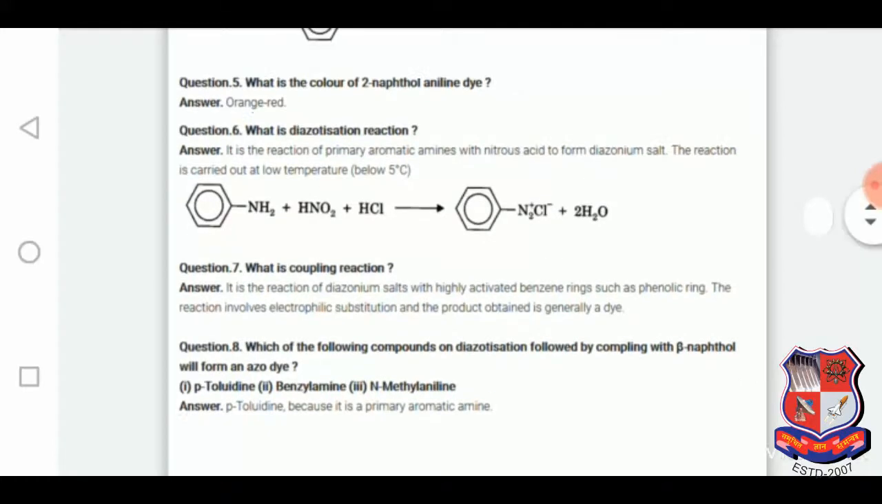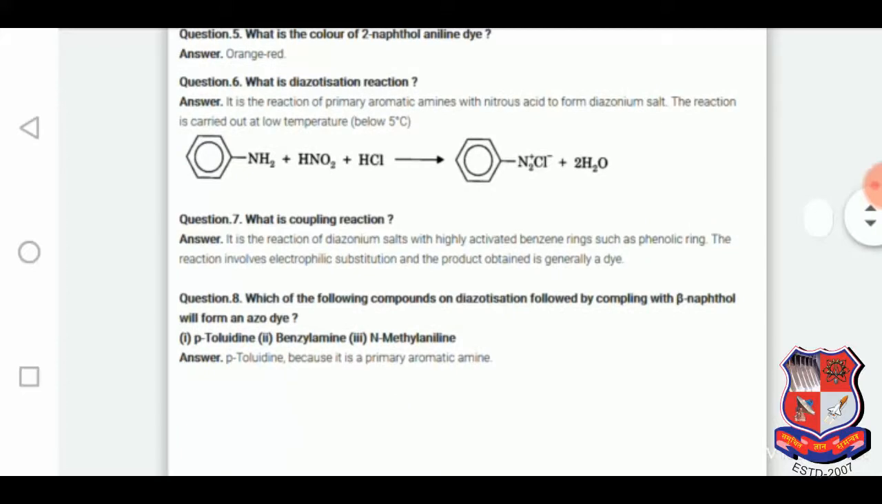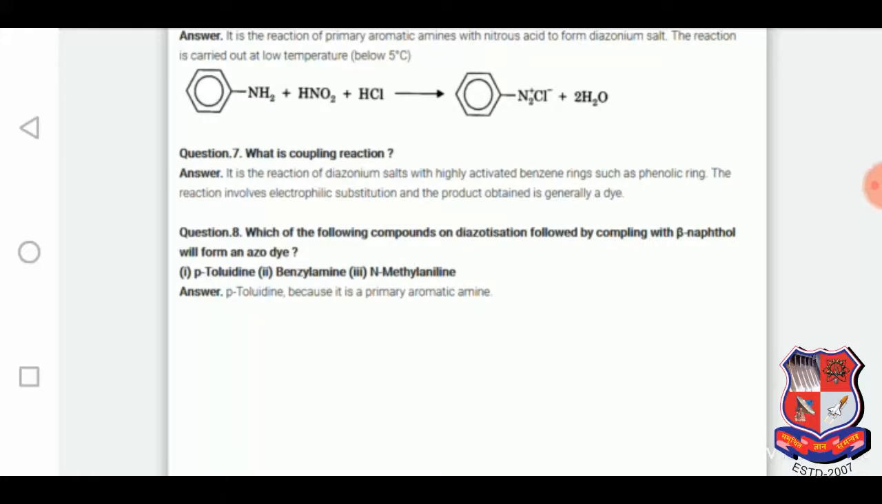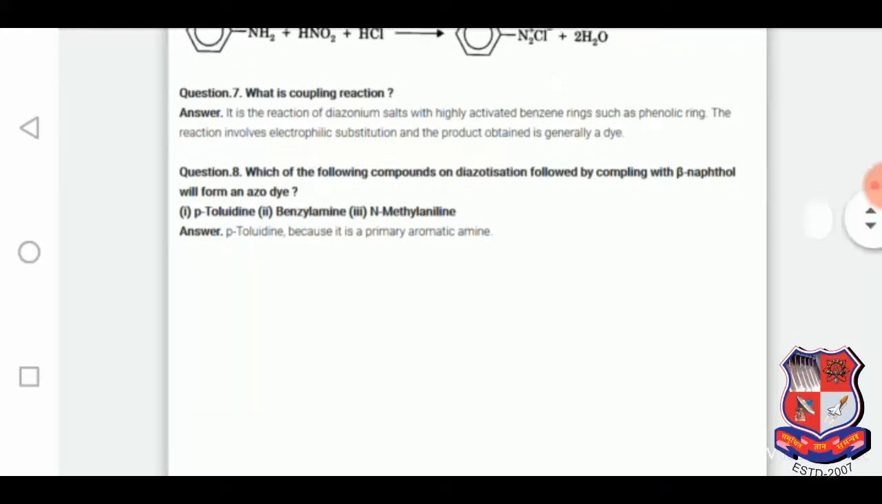It is a reaction of primary aromatic amine with nitrous acid to form the diazonium salt. The reaction is carried out at low temperature, below 5 degrees centigrade. What is the coupling reaction? It is a reaction of diazonium salt with highly activated benzene rings such as phenolic ring. The reaction involves electrophilic substitution and the product obtained is generally a dye.